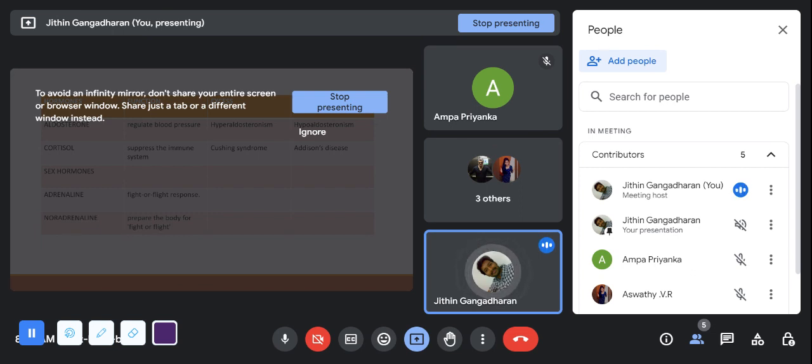So what happens if cortisol is increasingly produced? It leads to a condition known as Cushing syndrome, and the deficiency leads to Addison's disease. Fine. Then sex hormones. Which are the sex hormones? Those are testosterone, estrogen, as well as progesterone. Any excess or deficiency leads to infertility or sterility. Now, we have adrenaline as well as noradrenaline secretions.